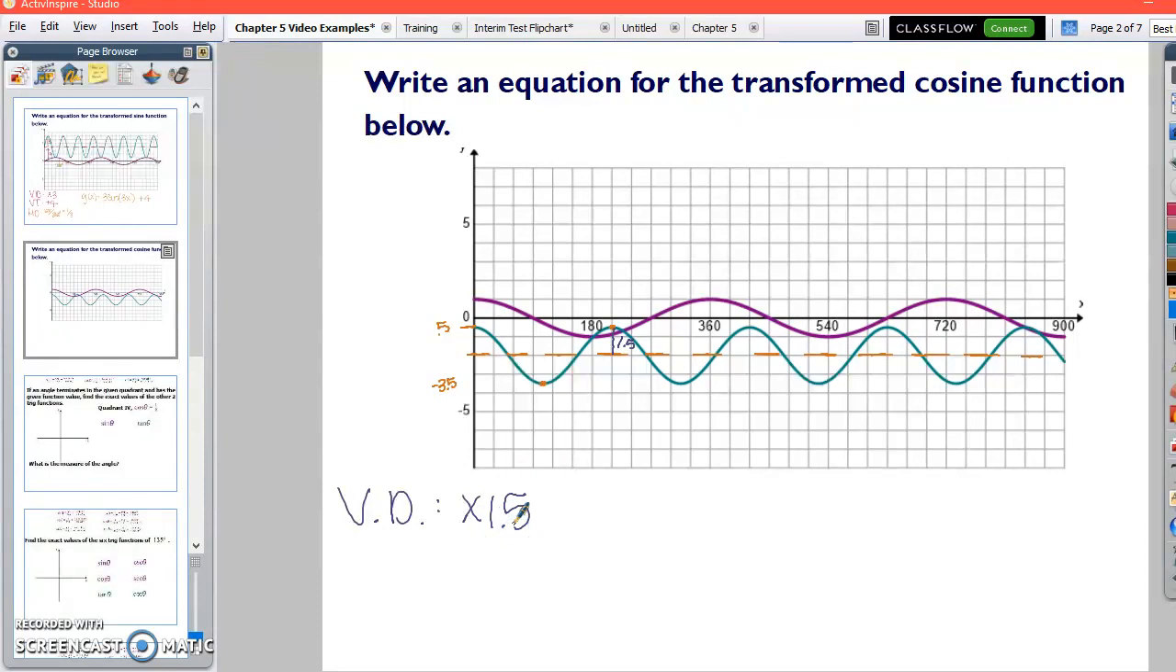What this also shows me is that this center axis is 2 units below where it used to be. And so that gives me a vertical translation, and that tells us that we're going down 2.